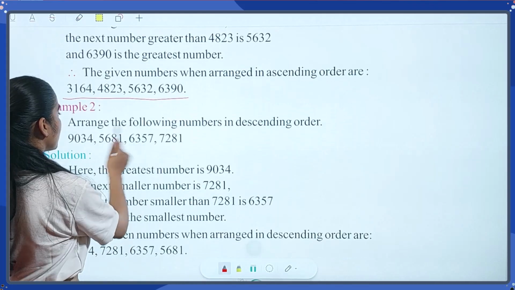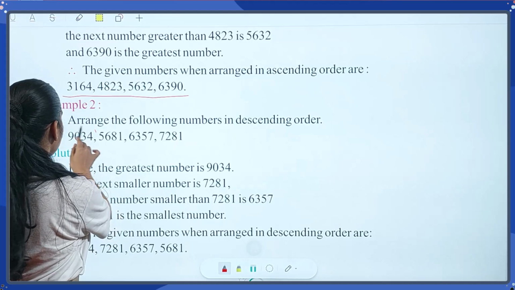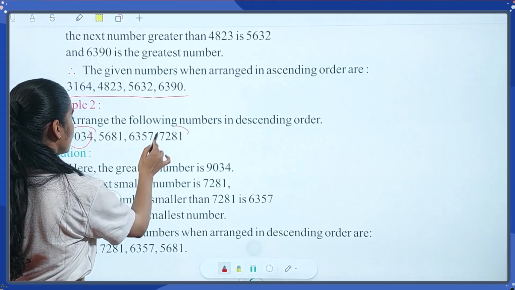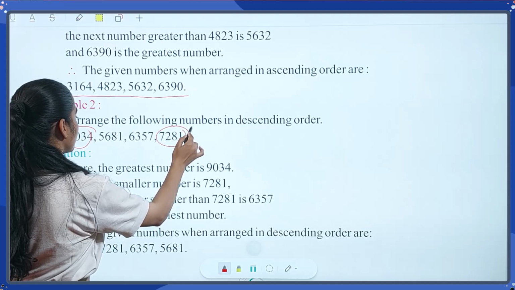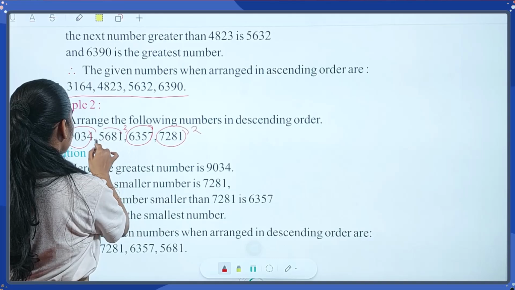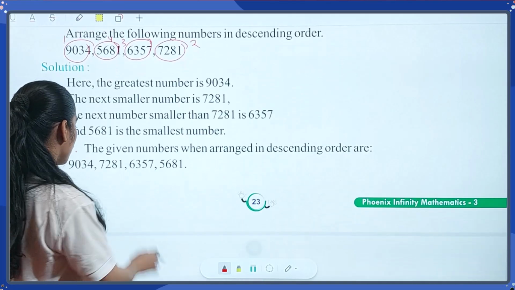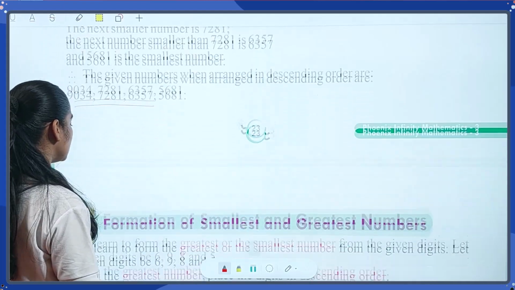Now example 2, arrange the following numbers in descending order. So 9,034 is the big one, 1. Then we have 7,281 second. Then we have 6,357, 3. And next we have 4,5,681. So this is our arrangement in the descending order.